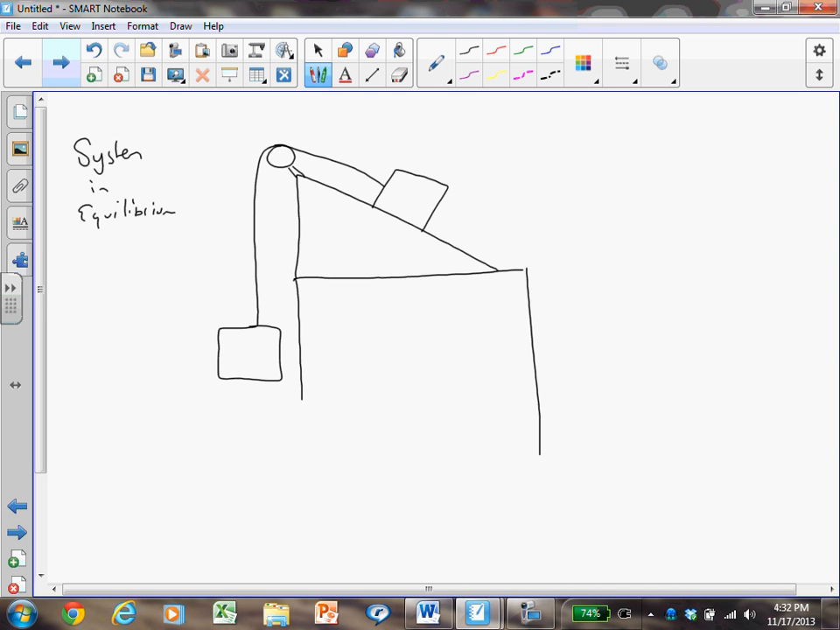Okay? So, if this block, we want to know the coefficient of friction of it, and we know that this is 8 kilograms, and this is 12 kilograms here. We're wondering what mu is, and this angle of the ramp is 30 degrees.